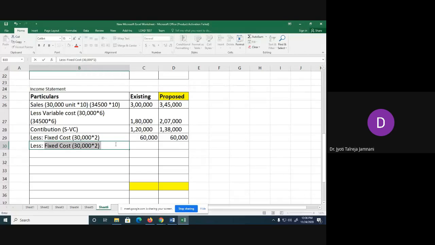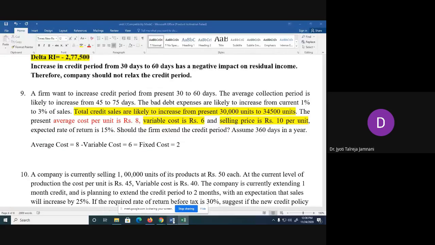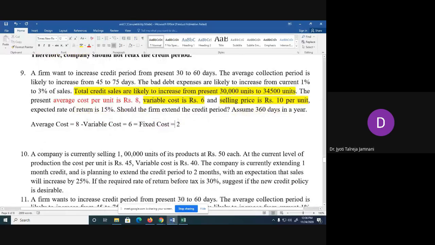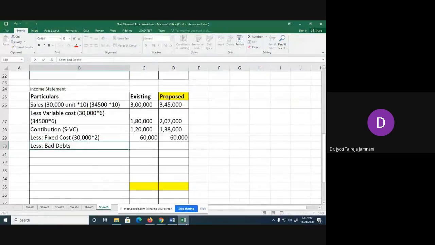Clear, ma'am. Now they have also given you bad debts. So we have to do less bad debts. Here you can see the bad debt expenses are likely to increase from current 1% to 3% of sales. Current it is 1% and increased it will be 3%. So on the current sales, the current sales are 3 lakh. I'm taking sales, not the units. Here is the sales value, the amount. So on 3 lakh, 1% I have to calculate. 1% is 1 divided by 100. So that will come to 3,000 rupees.